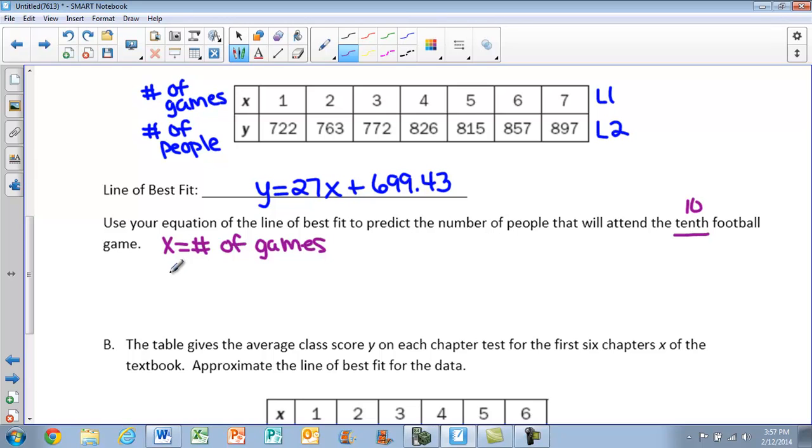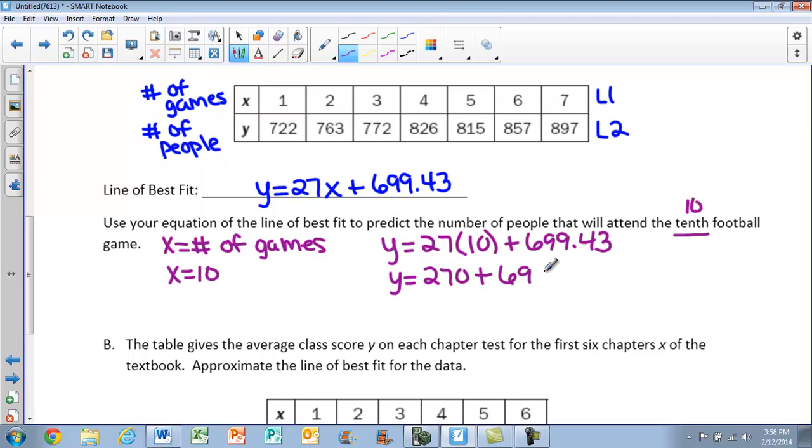So we're going to go ahead and say we want to know how many people at the 10th game. So I'll have my y equals 27 times X, which is now 10, plus 699.43. Now you guys know this. This is just evaluating. We've done this a million times. So we'll have 270 plus 699.43. And when we go ahead and add these together, we end up with 969.43.